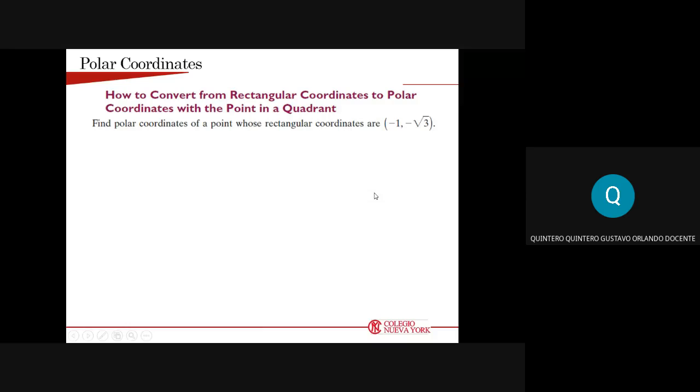All right. That is that. Let's jump into another example. Let's take a look at this one. This is example number 2. Let's change these rectangular coordinates to polar.